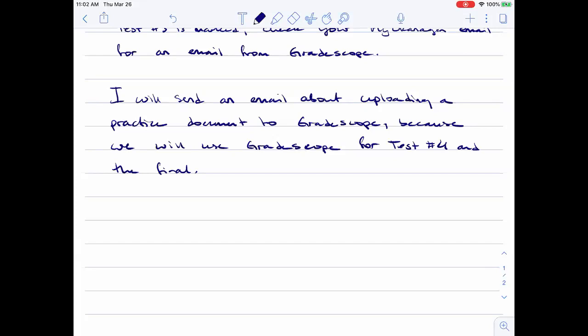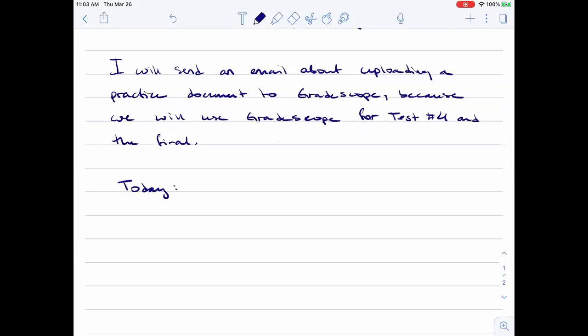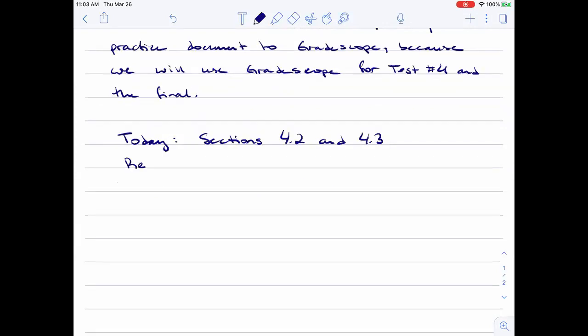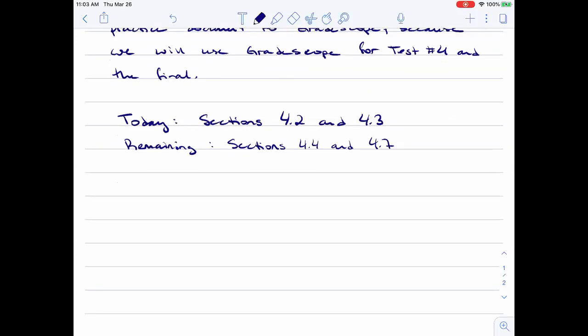Okay, so today we're doing two sections, 4.2 and 4.3. If we don't have time to finish 4.3, that's fine, we'll have time next day, but it'll be nice to get them out of the way. For the remaining time, we only have sections 4.4 and 4.7. So once we're through 4.3, we're kind of on easy street. If we can do that today, that'll be good.